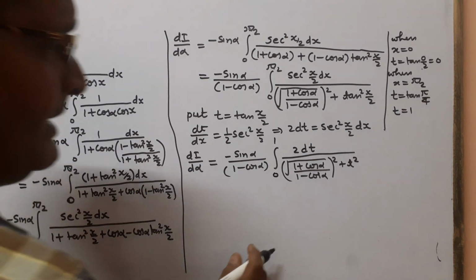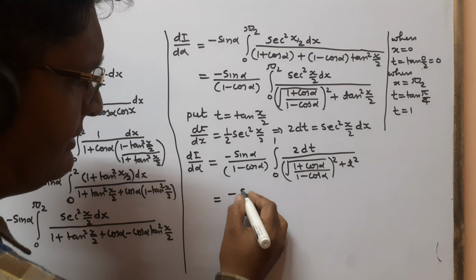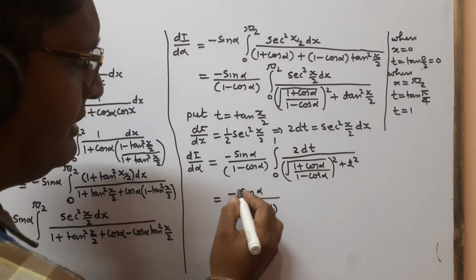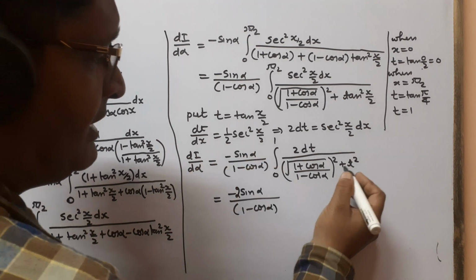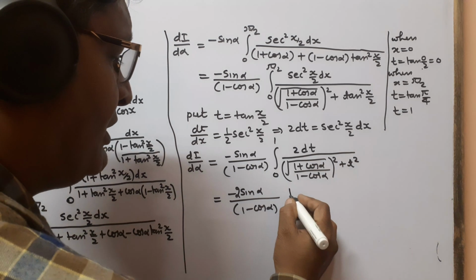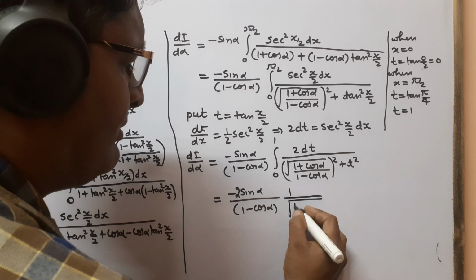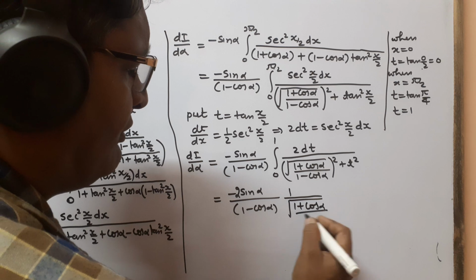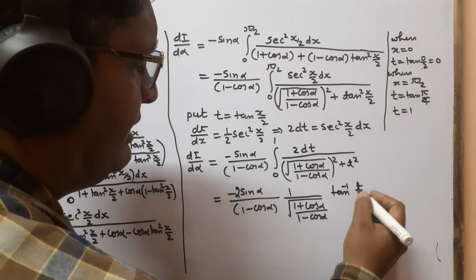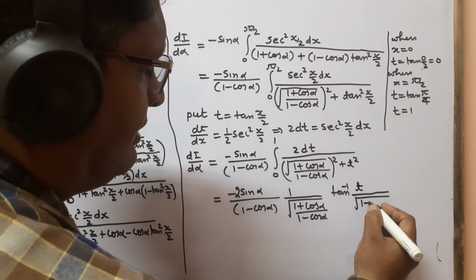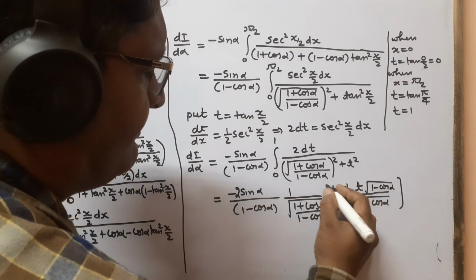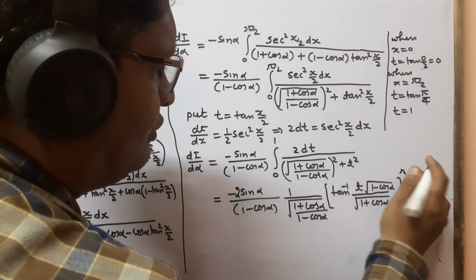Here we integrate this. Minus sin alpha upon 1 minus cos alpha, and 2 is constant. We integrate this, so the integration of 1 upon a square plus x square is 1 upon a tan inverse x upon a. Here a is under root 1 plus cos alpha upon 1 minus cos alpha, so we get t upon under root 1 plus cos alpha under root 1 minus cos alpha, from 0 to 1 here.